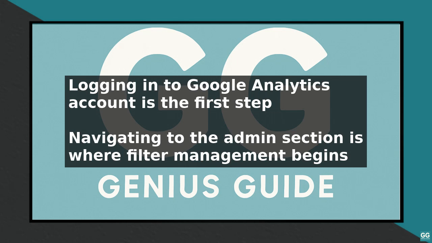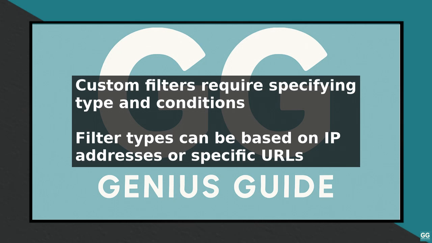When creating a custom filter, you need to specify the filter type, which can be based on IP addresses, domains, or specific URLs. You can also choose to include or exclude data based on the filter conditions. For example, if you want to exclude traffic from your company's IP address, you can create a filter that excludes traffic from that specific IP range. This will help you get a more accurate picture of your website's external traffic.